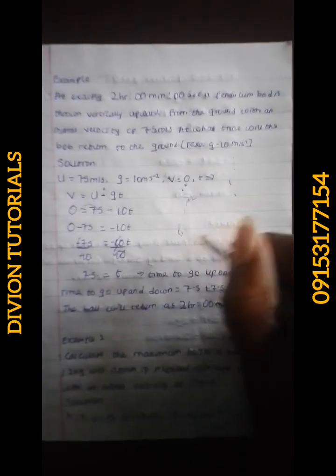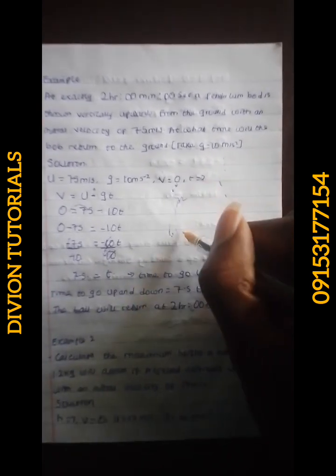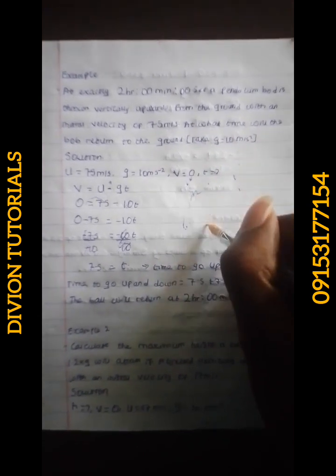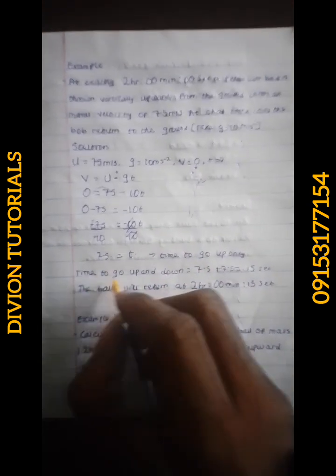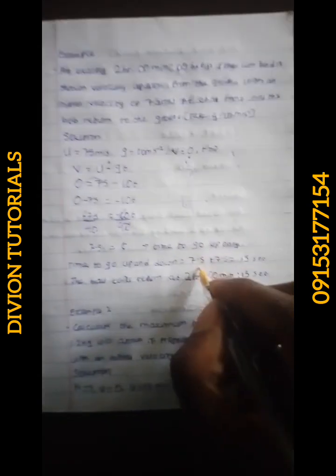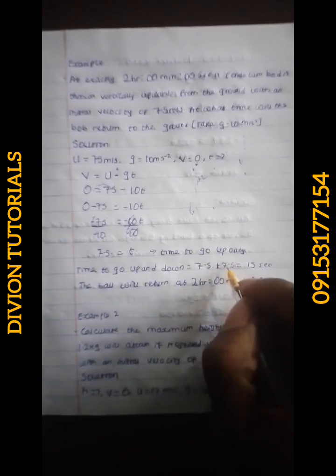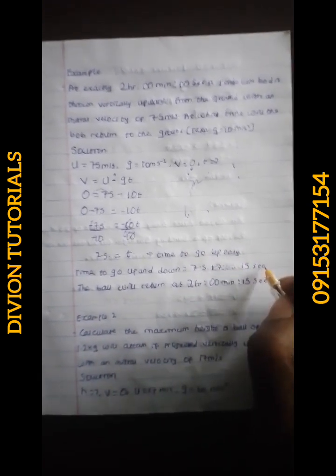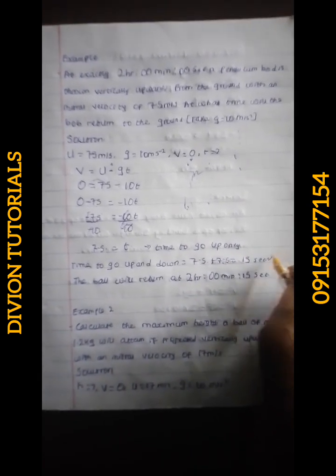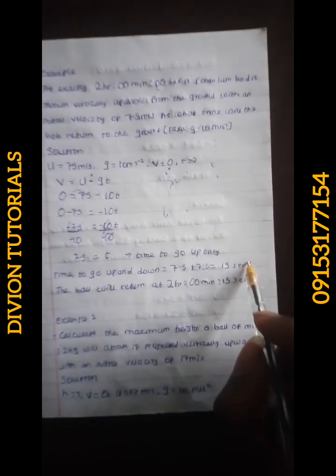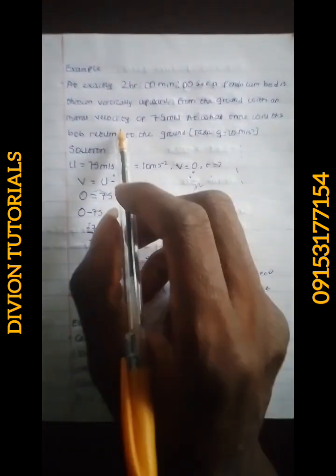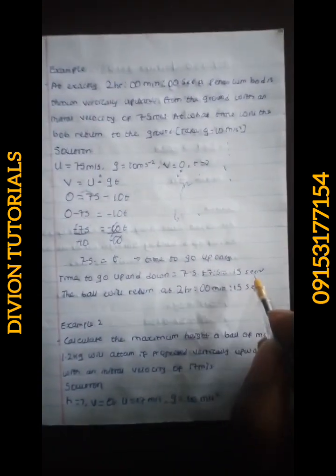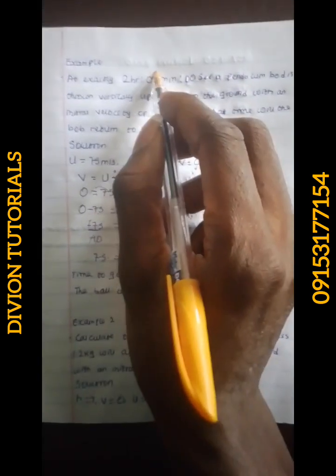I told you that for it to return to the ground, it means it goes up and it comes down. So for the ball to go up and return back is what? 7.5 plus 7.5, which is what? 15 seconds. So that's not what they asked in the question. They say at what time will the ball return to the ground? So you now add 15 seconds to this time.